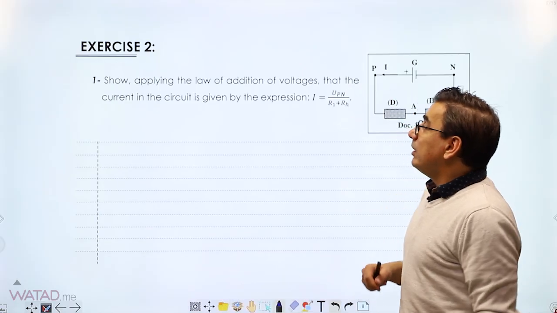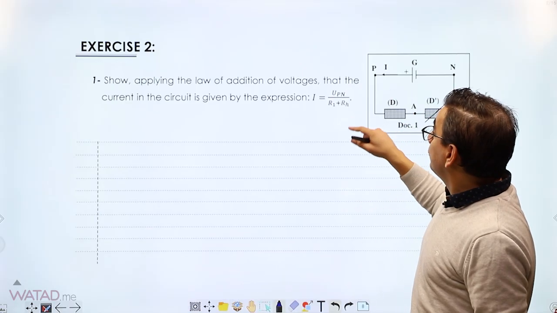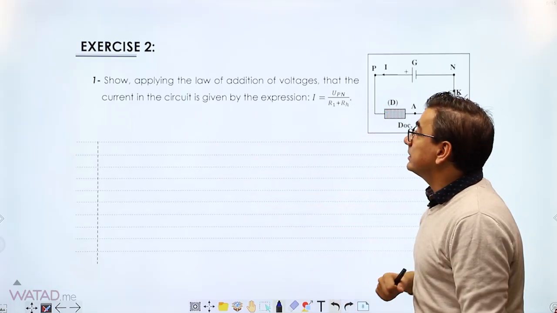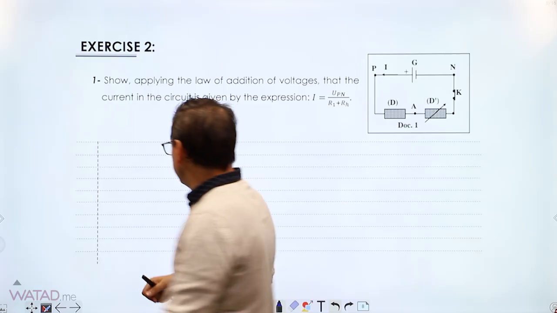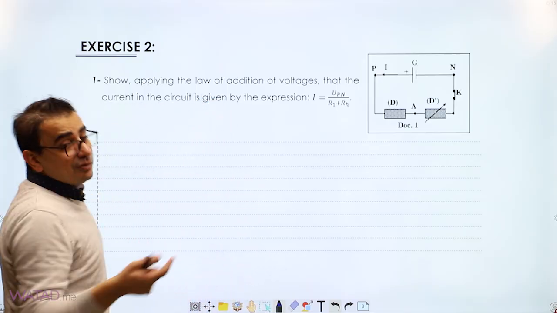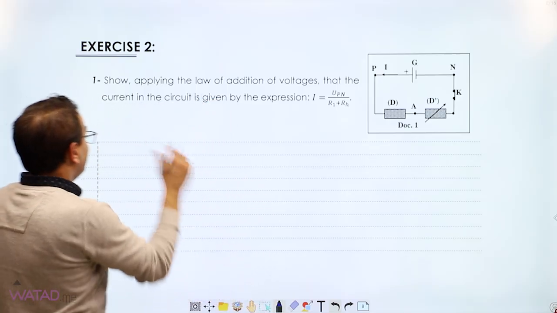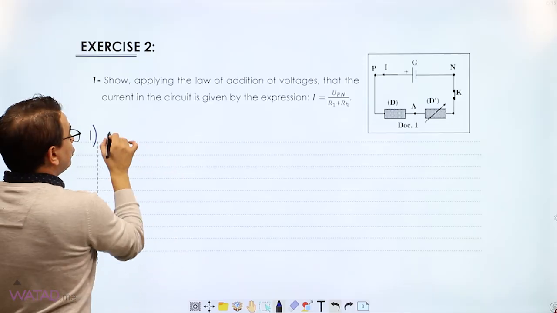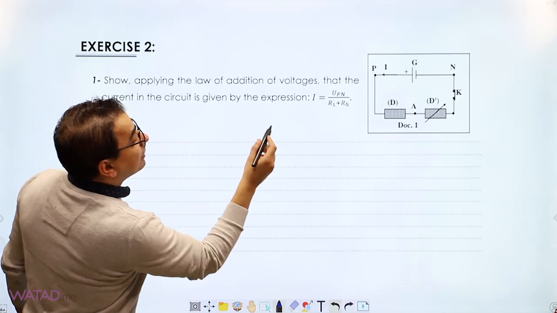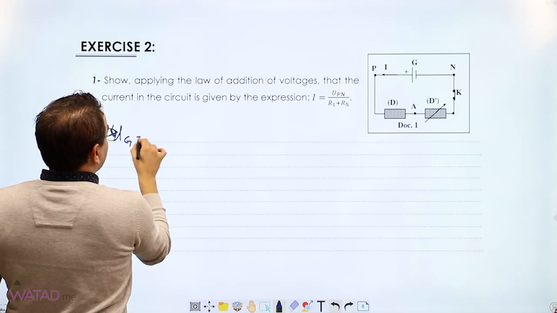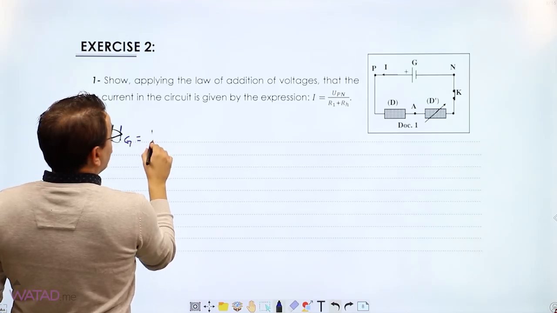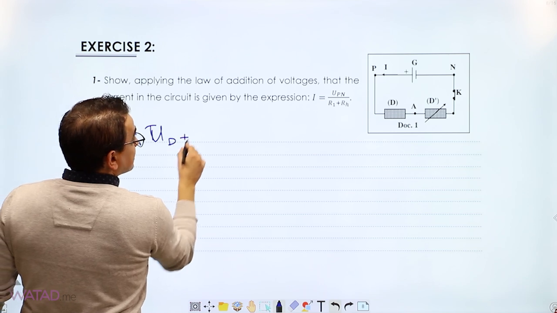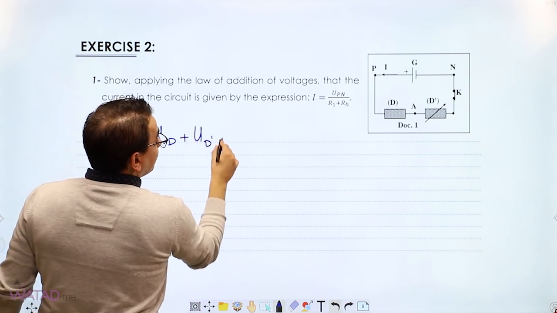Part 1: applying the law of addition of voltages, show that the current in the circuit is given by this expression. Okay, we start. The given states that we need to use the law of addition of voltages, right? So we can directly apply it without explaining things. UG, U generator, equals U of D plus U of D prime plus U of K.